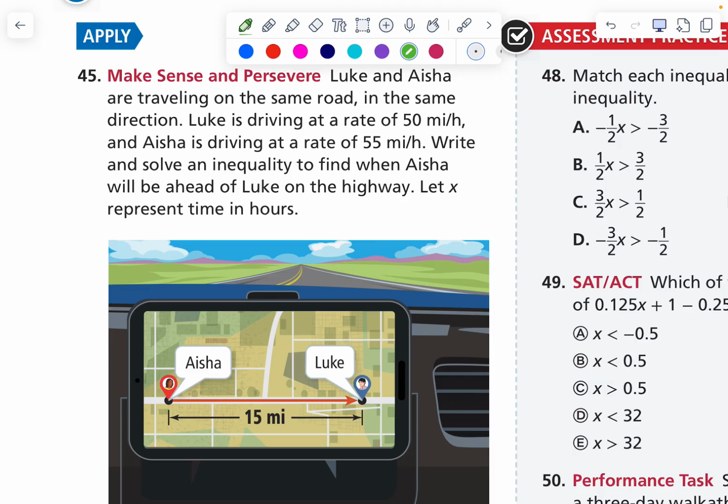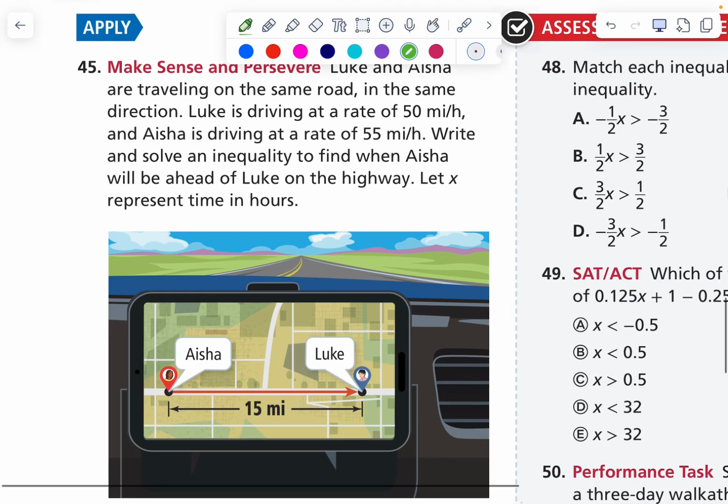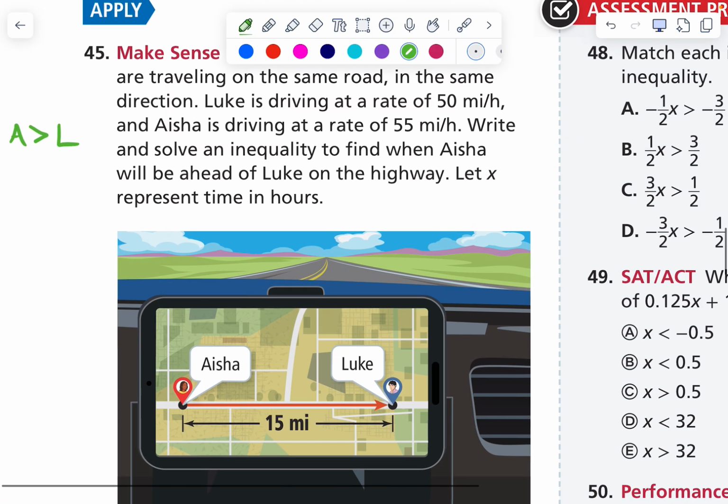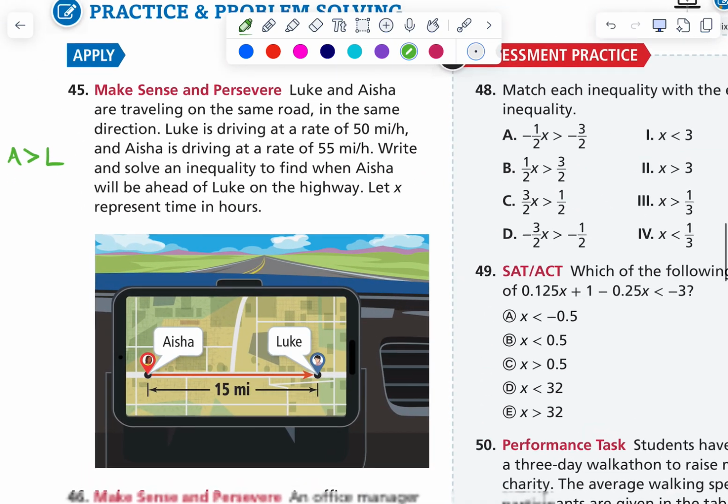Here's what we're trying to solve for. How much room do I have over here? We are trying to find where Aisha is ahead of Luke. So at a very minimum, am I zoomed out all the way? Yeah. All right, I'm going to have to write that somewhere else. Give me a second to do that.